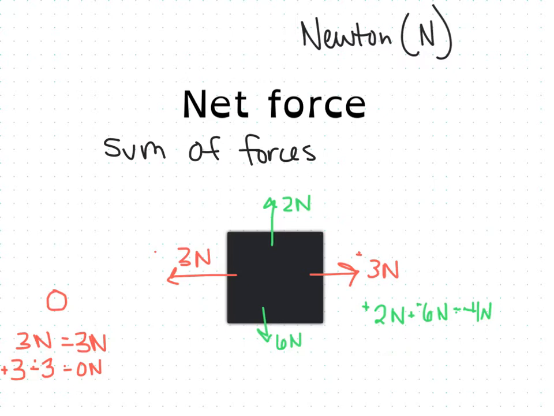Those minus 4 newtons, okay, tell me that I am going 4 newtons still, and I am going to be moving down. Okay, because this one is bigger than this one. I'm not moving side to side at all. Those are balanced, those are equal, but I am going to be moving down since my bottom one is bigger. So net force is the sum of the forces acting on an object.